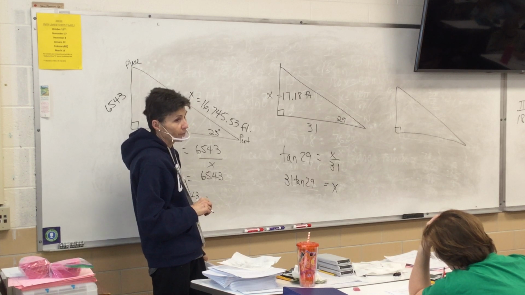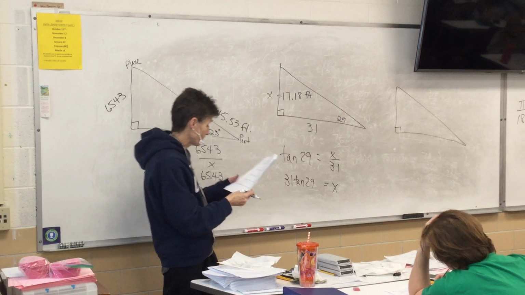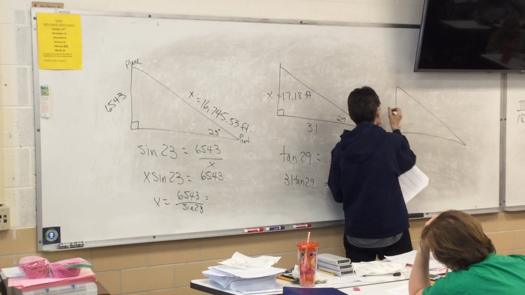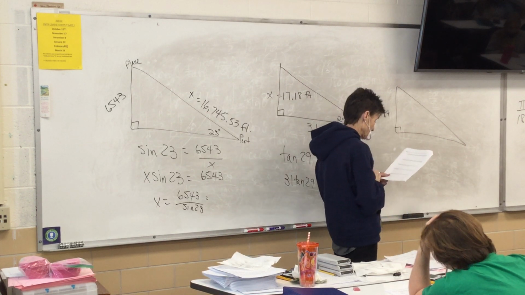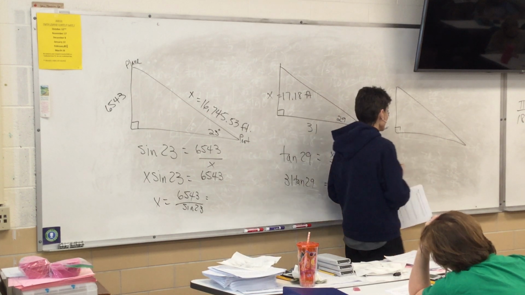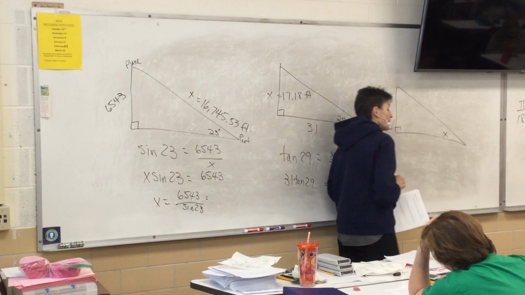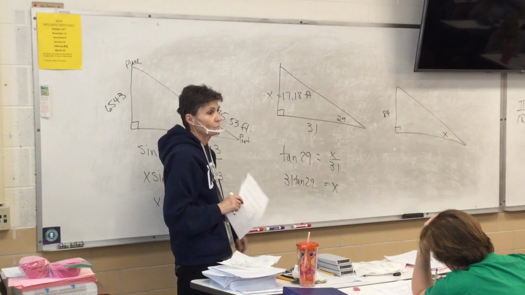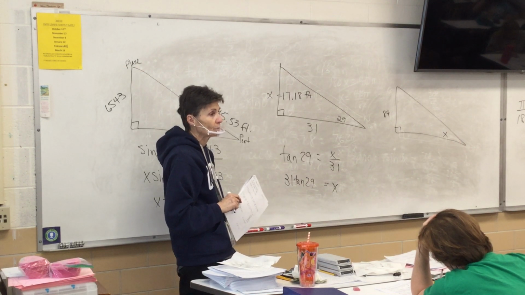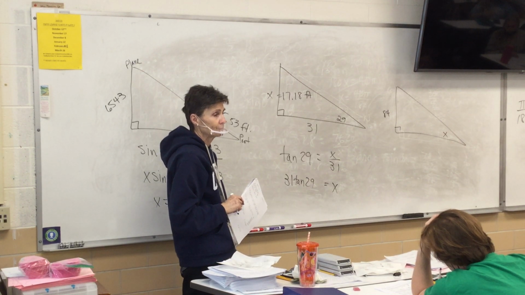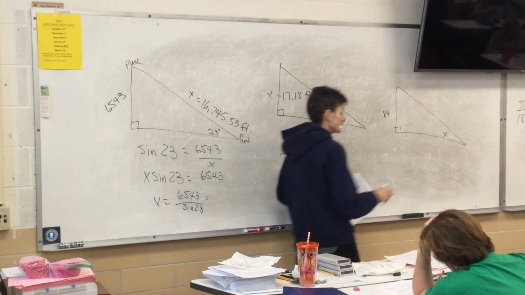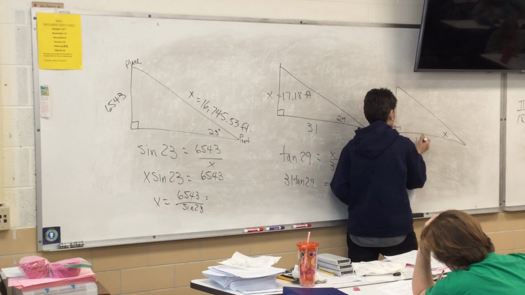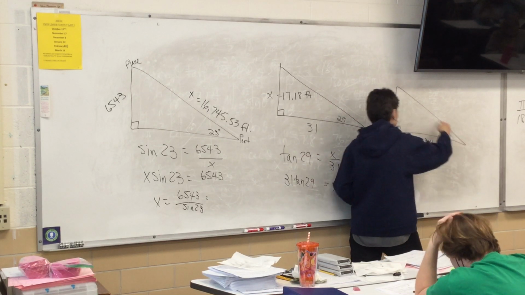I know these get a little boring, there's one more, here we go. This time, we have a man looking at the top of the building. It's 84 feet tall. We want to know the angle, and the man is standing 1,234 feet from the building. Where do I put the 1,234? On the ground. Here's the man standing right here. Here's the building. What would this be?